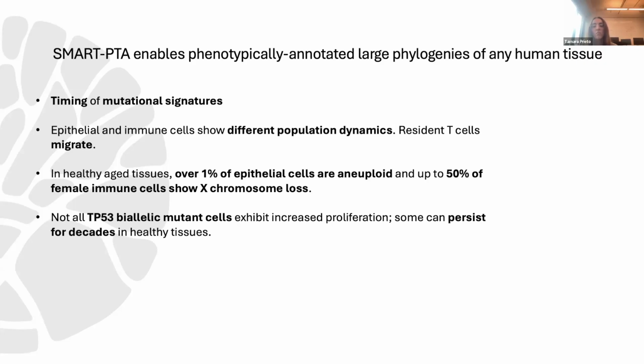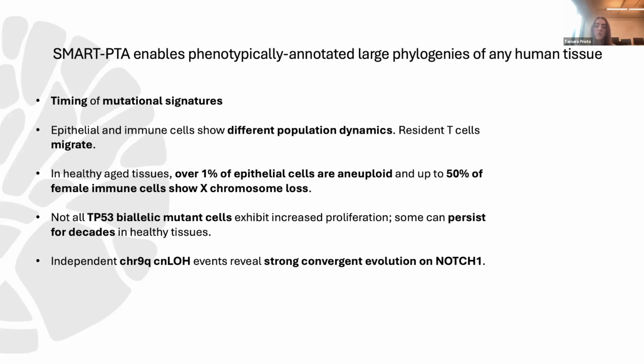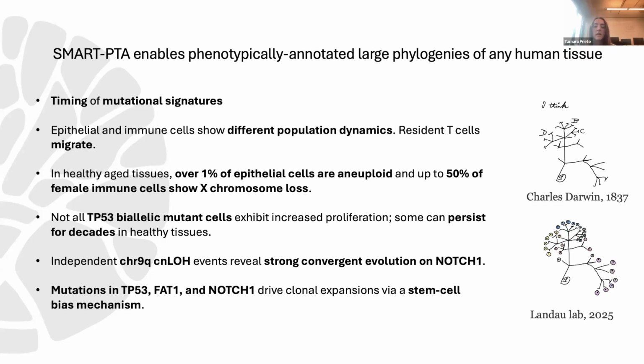Showing that loss of both alleles doesn't always imply proliferation. And we also observe a strong convergent evolution of chromosome 9q involving NOTCH1, affecting different alleles and spanning variable proportions of the long arm. And these events arise through somatic recombination between homologous chromosomes, and their convergence strength increases with exposure to tobacco and alcohol.